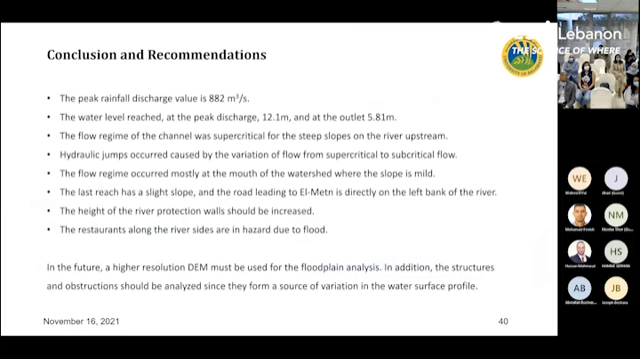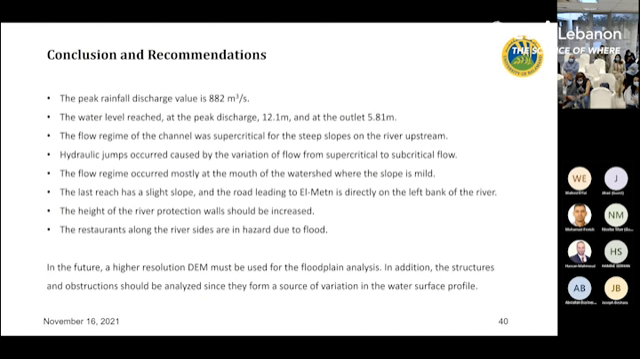As a conclusion, the peak rainfall discharge value was 882 cubic meters per second. The water level reached at the peak discharge was 12.1 meters, and at the outlet 5.81 meters. The flow regime of the channel was supercritical because of the steep slopes on the river upstream. Hydraulic jumps occurred, caused by the variation of flow from supercritical to subcritical. The subcritical flow occurred mostly at the mouth of the watershed where the slope is mild.